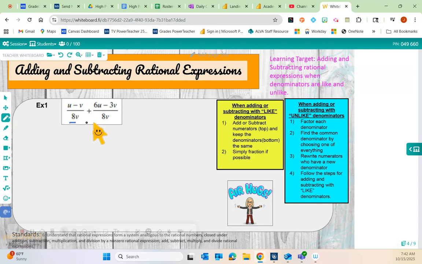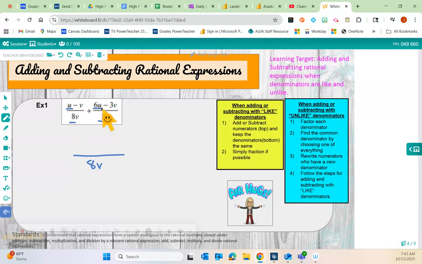So since these 8 v's are exactly the same, I'm going to follow the steps in the yellow box, which says step number 1, add or subtract the numerators. Remember, numerator means top. And keep the denominators the same. Denominators are what's on the bottom, and then simplify your fraction if possible. So as long as these two denominators are the same, I can write one big fraction, and I can add everything that's in the top.